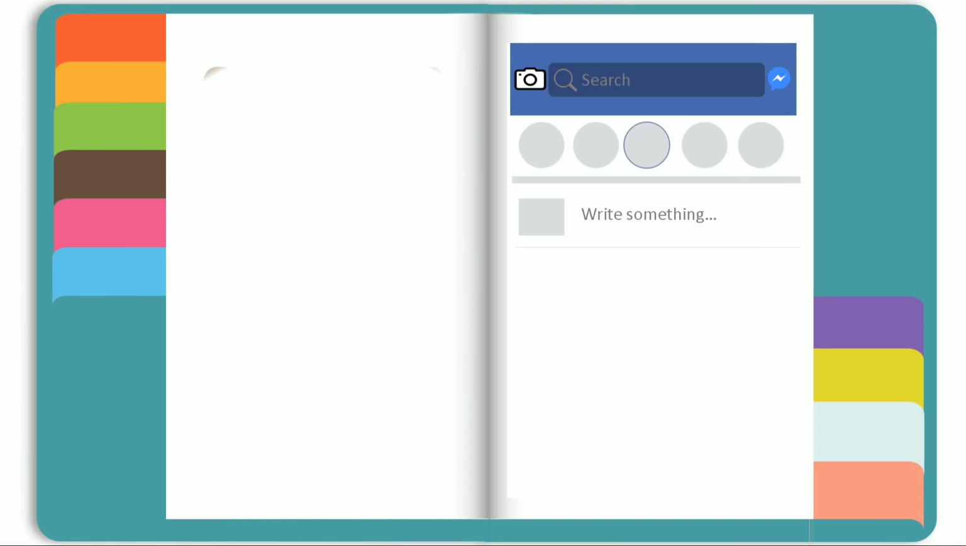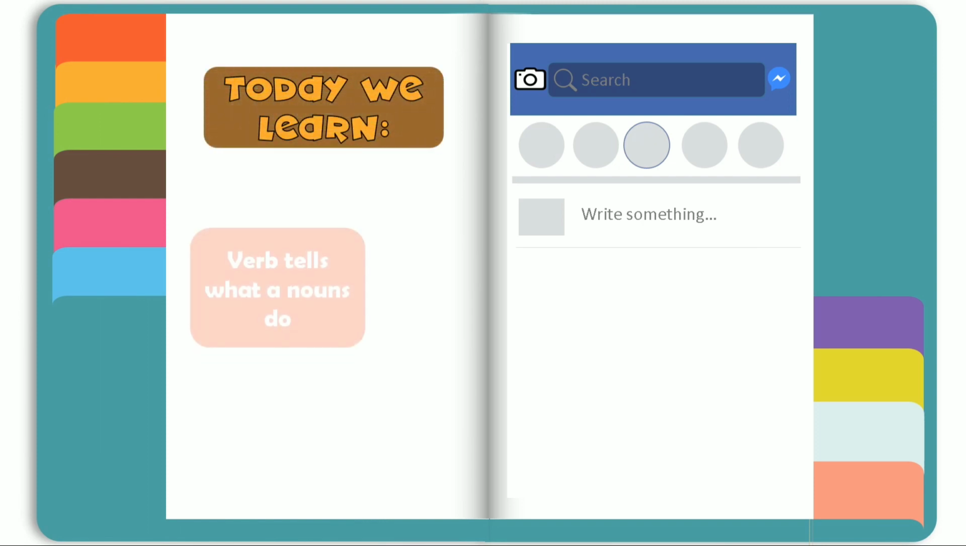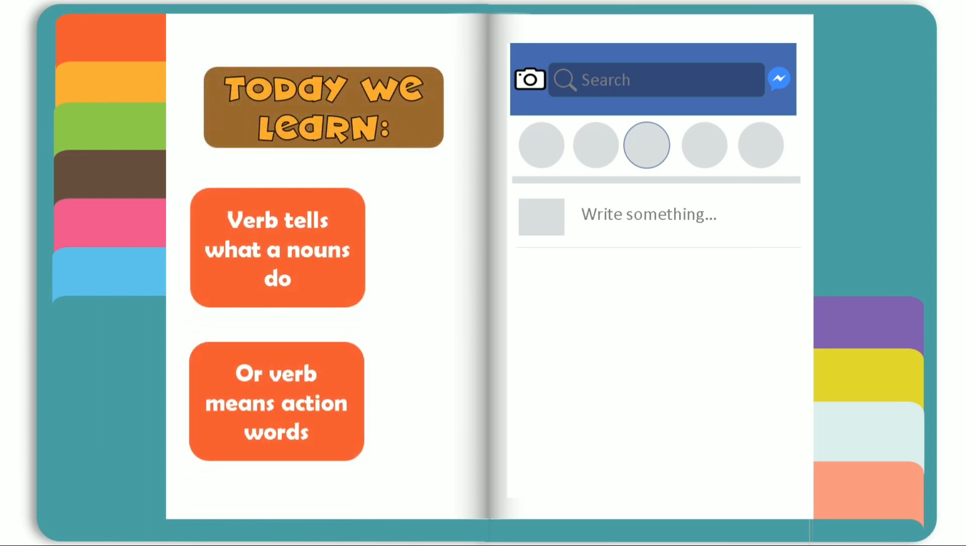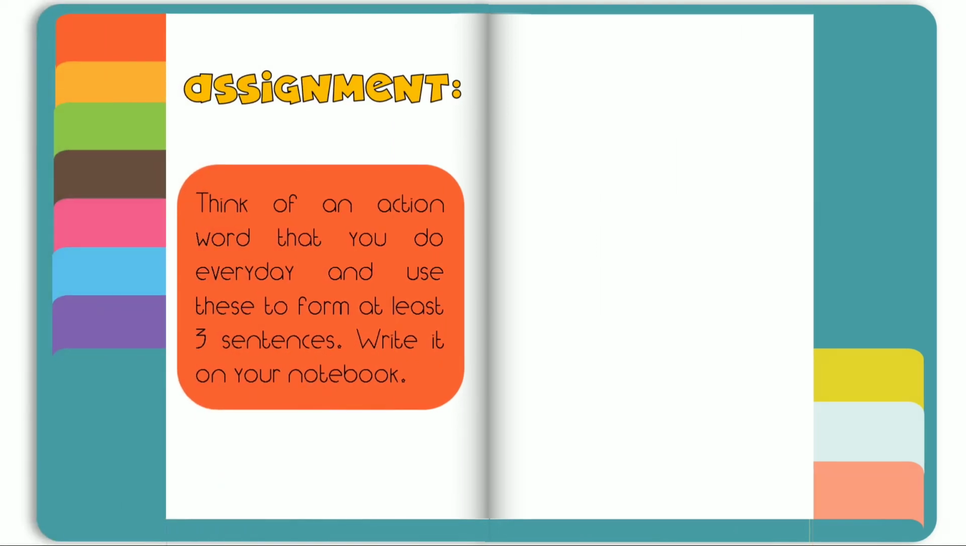Today we learn that verb tells what a noun does, or verb means action word. And because of that, you did a good job. Now for your assignment, think of an action word that you do every day and use this to form at least 3 sentences. Write it on your notebook.